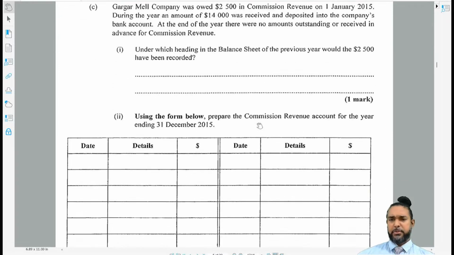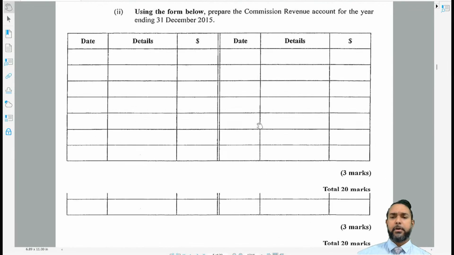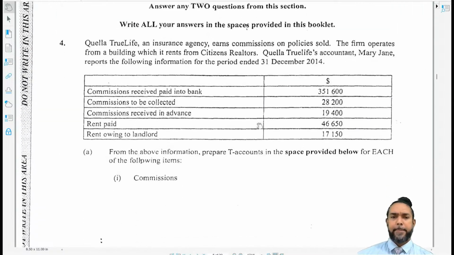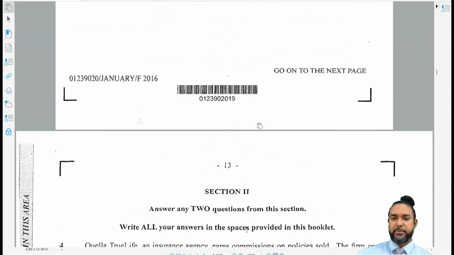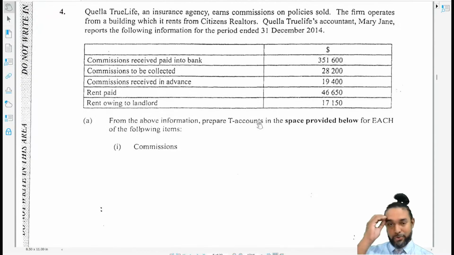All right, so that's the Jan 2016. There was also a revenue account, so next week we'll talk about revenue accounts. Okay, this is Jan 2015. So this is Quella True Life. An insurance agency earns commission, so don't worry about the commissions. The firm operates from a building which it rents from Citizens Realtors. So the rent is an expense. Quella True Life's accountant, Mary Jane, reports the following information for the period ended 31st December 2014. So we're going to ignore all the commission stuff.